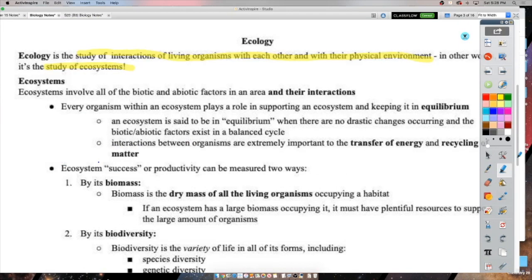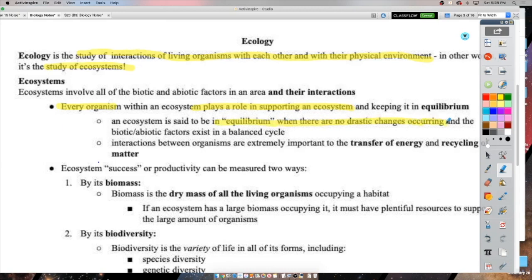So ecosystems are incredibly complex, right? There's a lot of interactions going on, and all of them are important to the overall stability of the ecosystem, okay? Every organism plays a role in supporting an ecosystem. There's very rarely an example of an organism in an ecosystem that is not crucial to the survival of that ecosystem, okay? We say that an ecosystem is in equilibrium when there are no drastic changes occurring in the ecosystem.